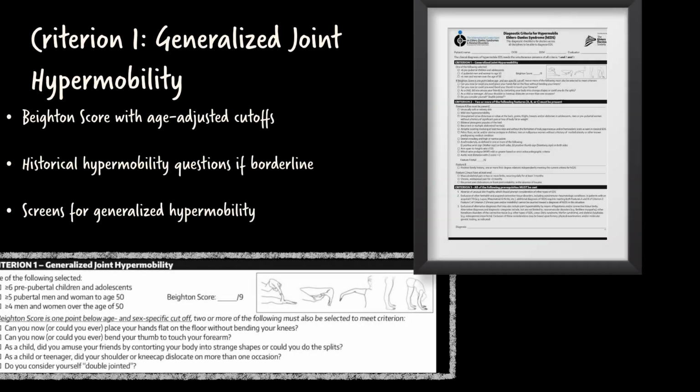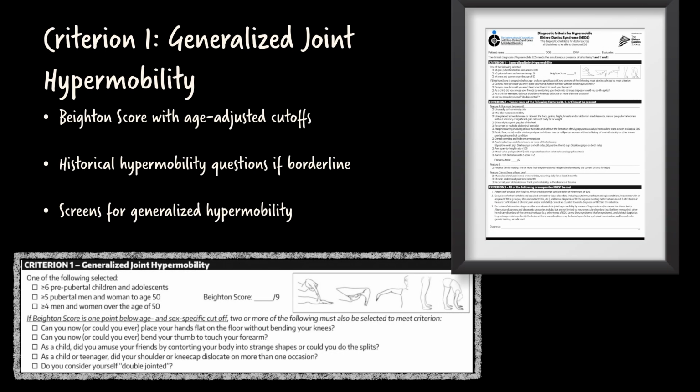The Beighton Score assesses a patient's ability to perform a series of well-defined maneuvers and is age-adjusted to account for the natural changes that occur in connective tissue flexibility over time. If a patient scores 1 point below the cutoff, the historical hypermobility questionnaire is used to capture prior joint laxity that may no longer be present on exam. Together, these tools help ensure that Criterion 1 accurately identifies generalized hypermobility rather than isolated flexibility.